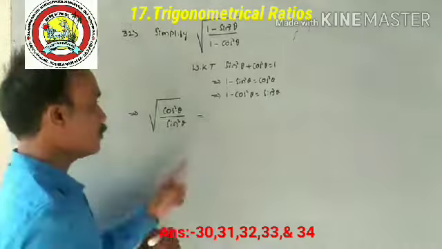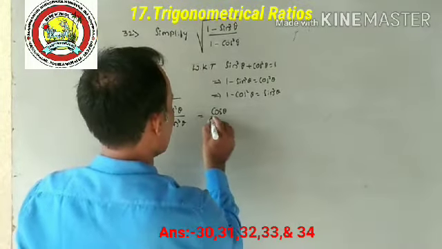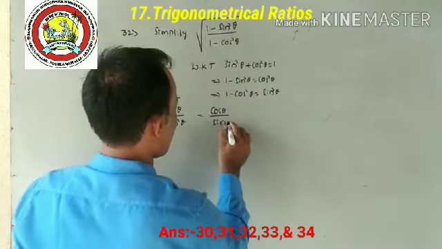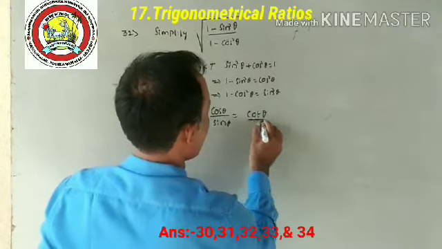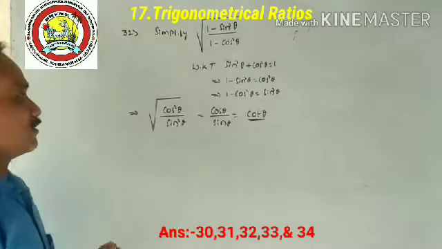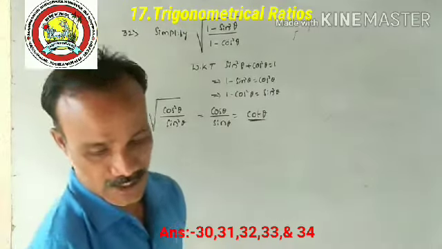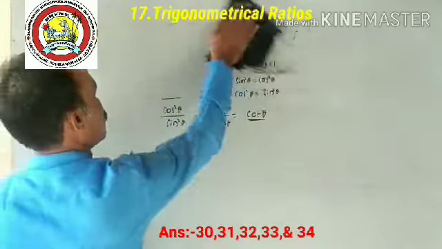So this is equal to root of cos square theta, that is only cos theta, divided by root of sine square theta, that is only sine theta. cos theta by sin theta can be written as cot theta. What is the answer? Cot theta is the answer. Okay. Next, let's see question number 33.